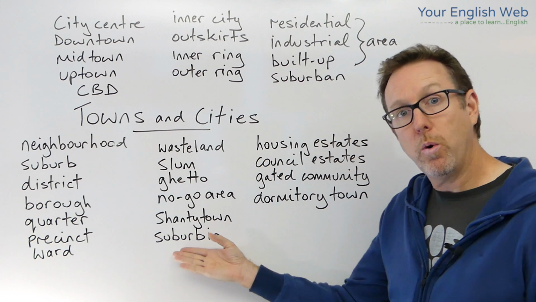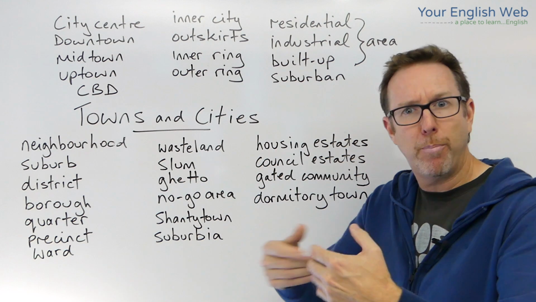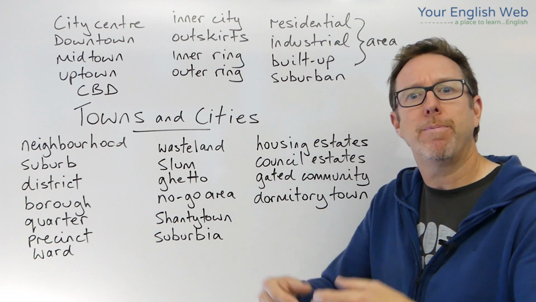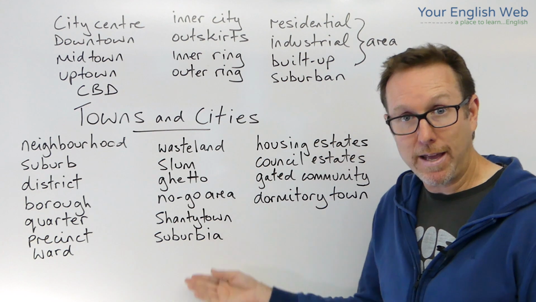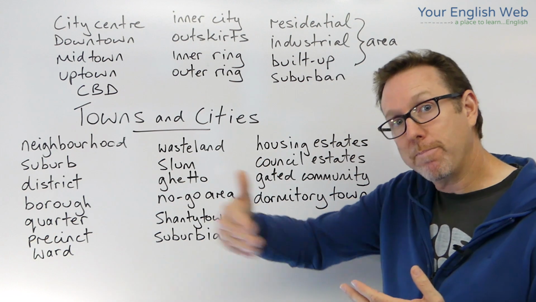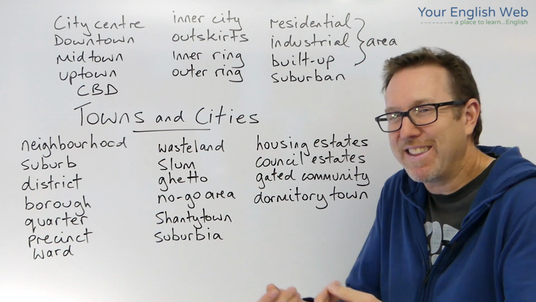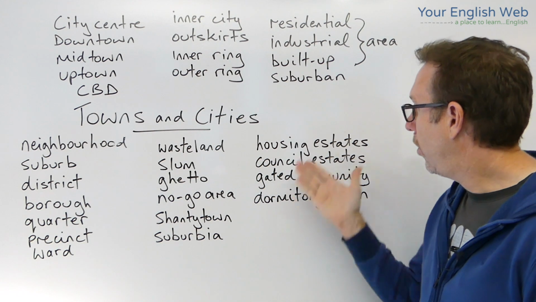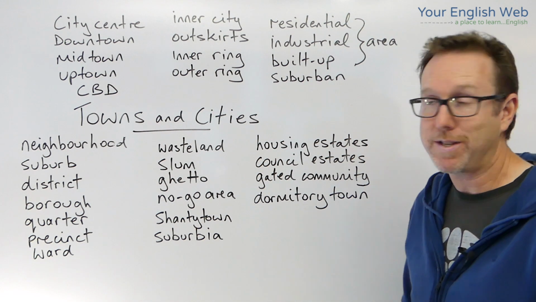And suburbia also has a negative connotation. Suburbia has the idea that it's a boring area in the suburbs where there's no life, nothing ever happens, people are bored, there's no activity, they're living in suburbia, okay, as opposed to the dynamic center of the cities where a lot of things happen. Suburbia, it's where, you know, the children grow up and people go to work every day, and there's no life in suburbia. These words here, the last four, housing estates, council estates, gated communities, and dormitory towns or dormitory cities.